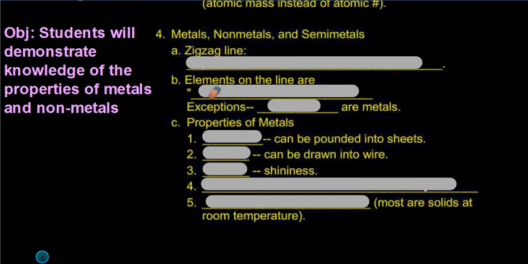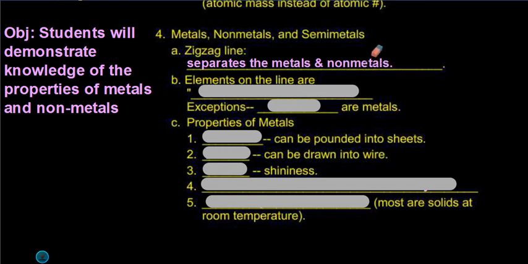So now, some general classes in the periodic table. We have the zigzag line that goes down there. This separates the metals from the nonmetals. The elements on the line are called semimetals or metalloids, and the exception is that aluminum and polonium are both metals.